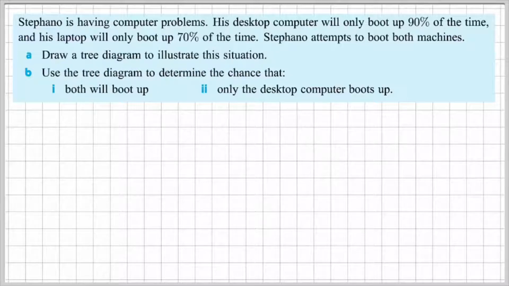And Part B. Use the tree diagram to determine the chance that 1. Both computers will boot up, and 2. Only the desktop computer will boot up.